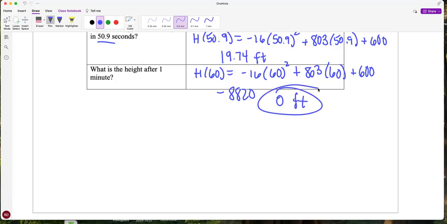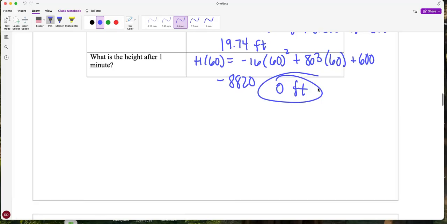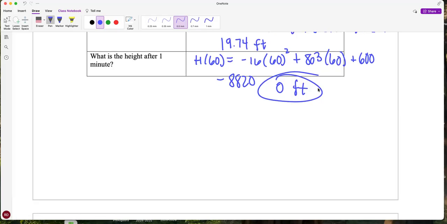So again, when you get a negative number, it doesn't make sense physically in this problem because the ball is landing on the ground at that time. What is the height after 3 minutes? Well, you shouldn't have to do any work on that. The height after 3 minutes is going to be 0 because it's still on the ground after the 1 minute.